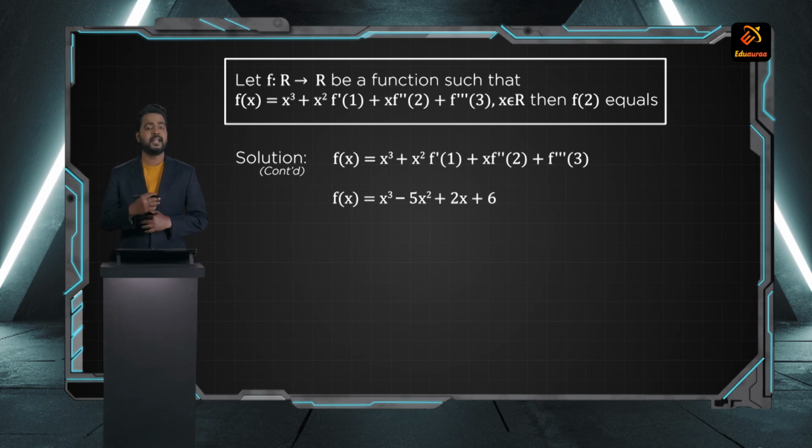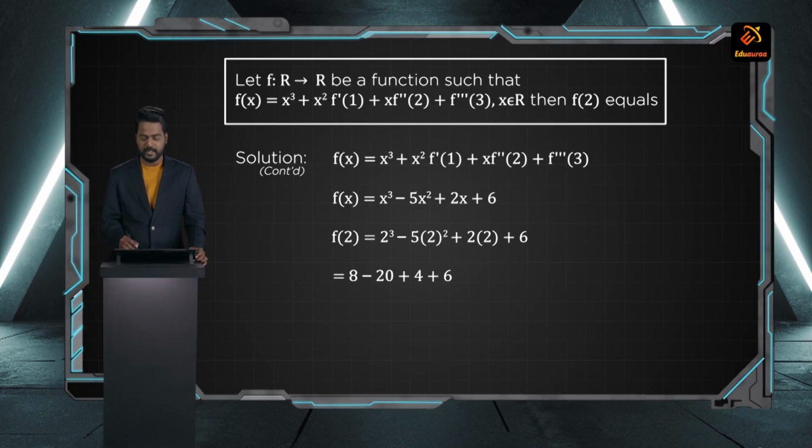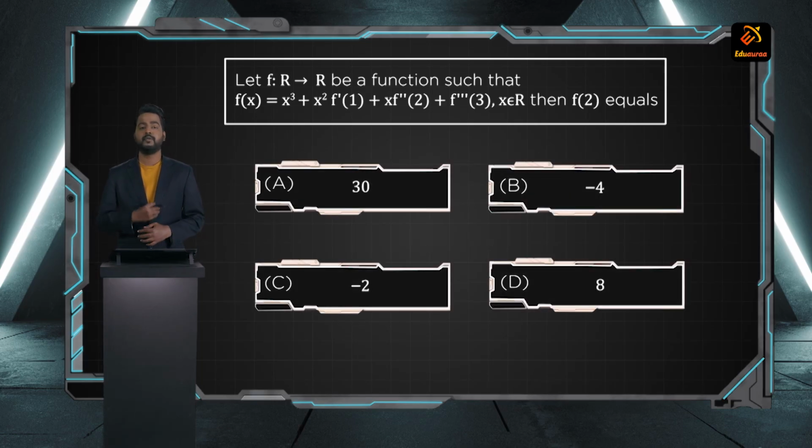And we are interested in f of 2. Substituting x is equal to 2, f of 2 is equal to 2 cube minus 5 into 2 square plus 2 into 2 plus 6. Now what is 2 cube? It is 8. What is 2 square? It is 4, and 4 into 5 is 20. 2 2s are 4, plus 6 is 10. 10 minus 20 is minus 10. Minus 10 plus 8 will be equal to minus 2. So the correct option is option C. Understood? Moving further to the next question.